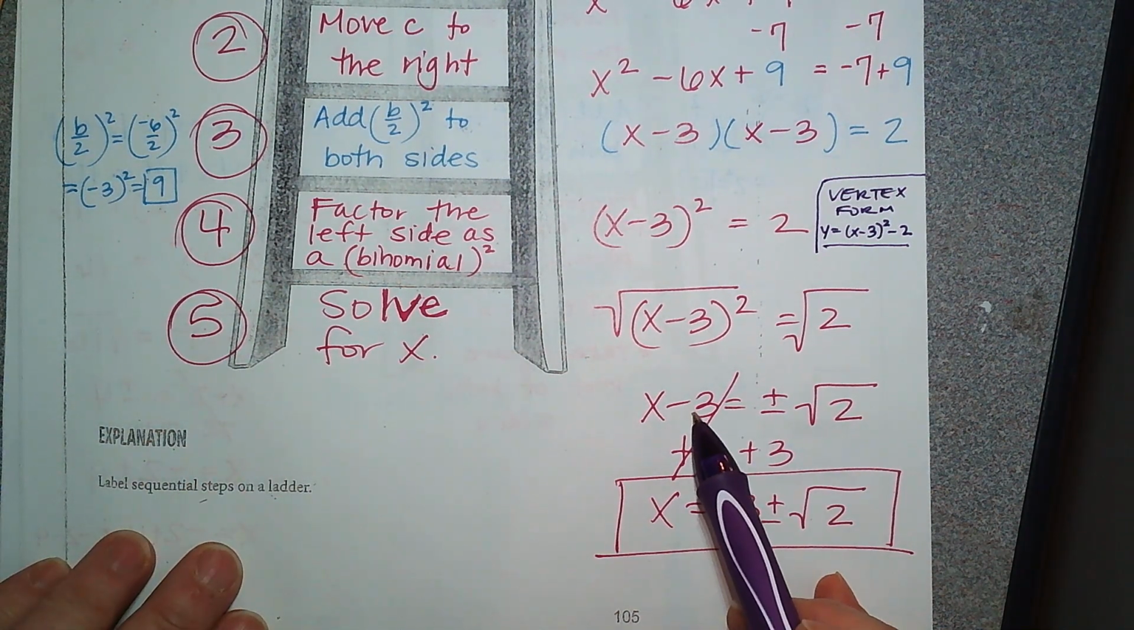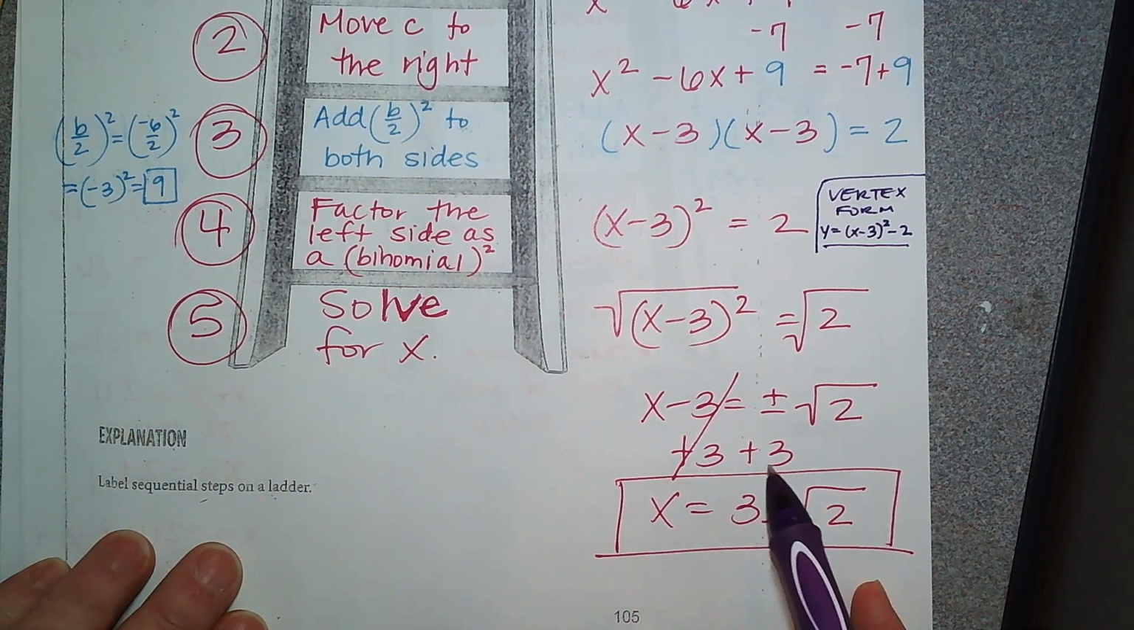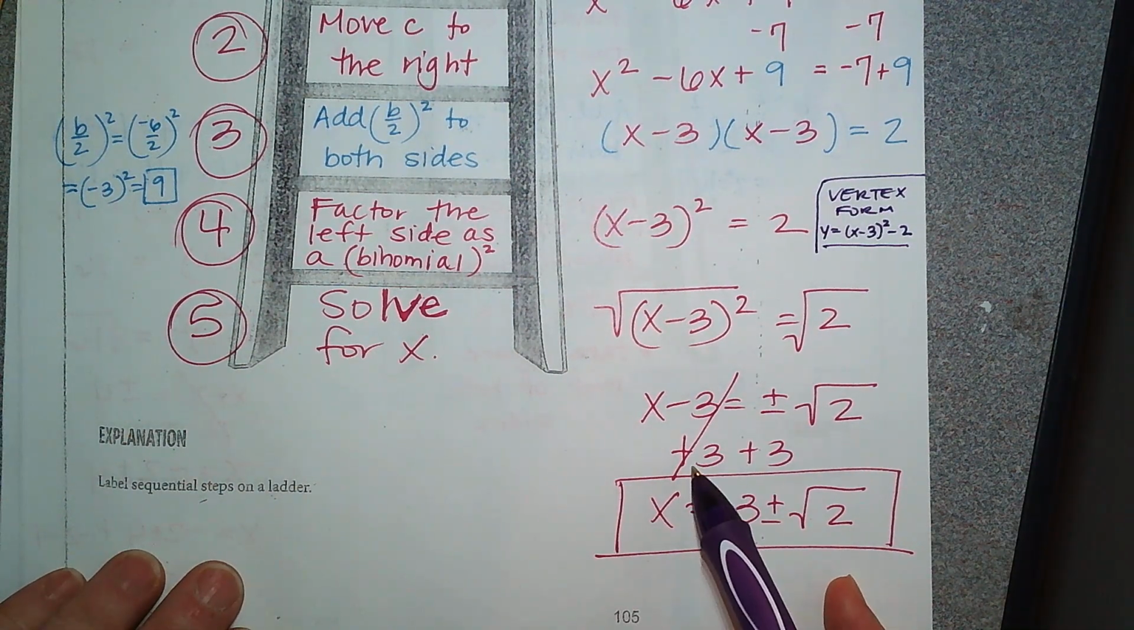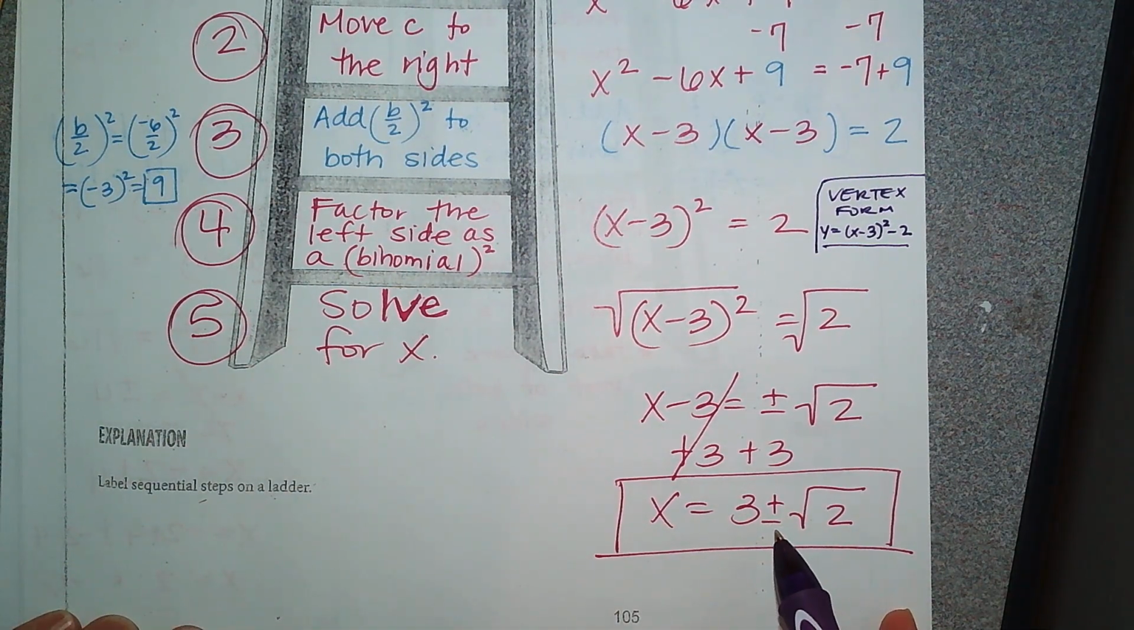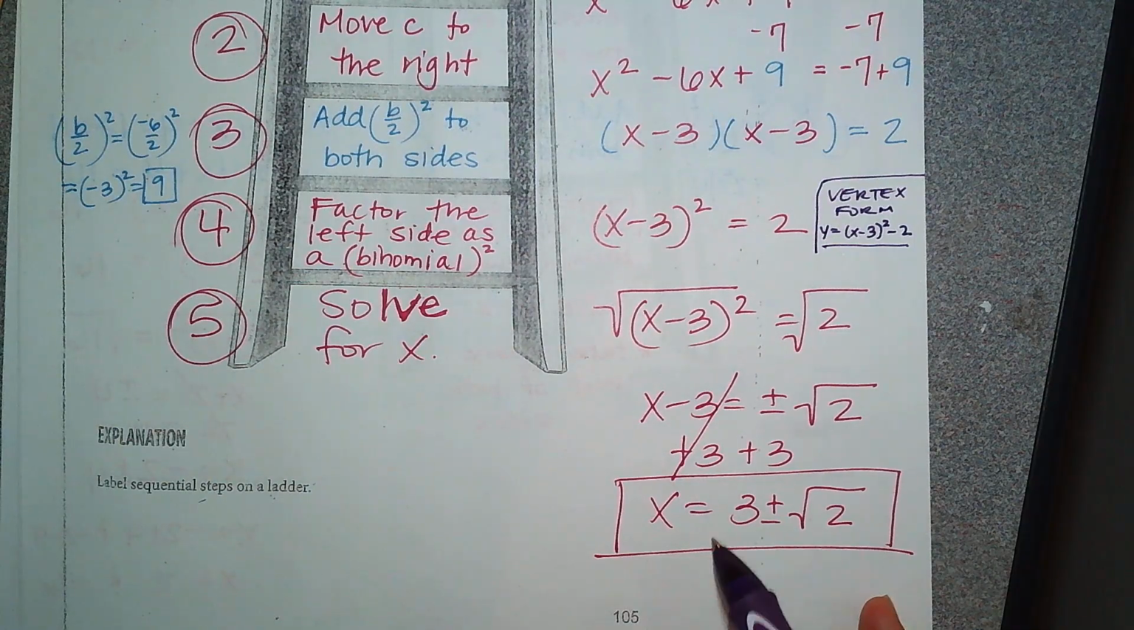To solve for x, I need to get rid of that 3, so I'm going to add it to both sides. When you add or subtract whatever this number is, you have to put it in front of this plus or minus. That's where your 2 solutions come from. You have to have that plus or minus to find the 2 solutions. For this one, it is x equals 3 plus square root of 2 and 3 minus square root of 2.